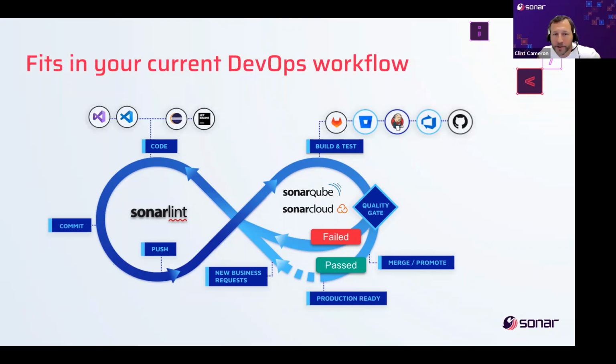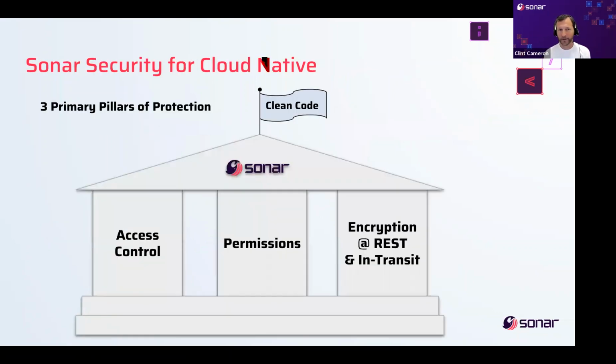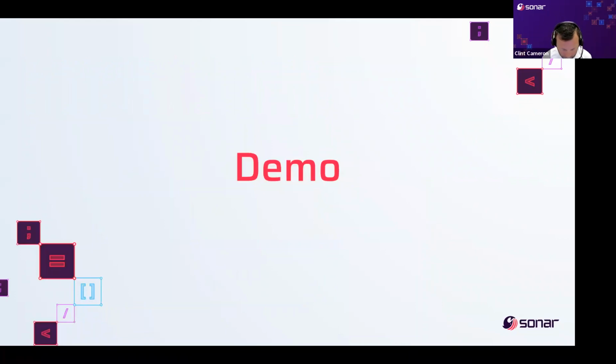Now, I have a quick demo to show you. Let me first give you an overview of the Sonar security rules that we have for Cloud Native. In building these security rules, we focused on 3 primary pillars of protection. So we have a set of rules designed to catch issues with access control, another set of rules to catch issues with permissions. And then finally, a set of rules that are going to capture issues related to encryption at rest and in transit.